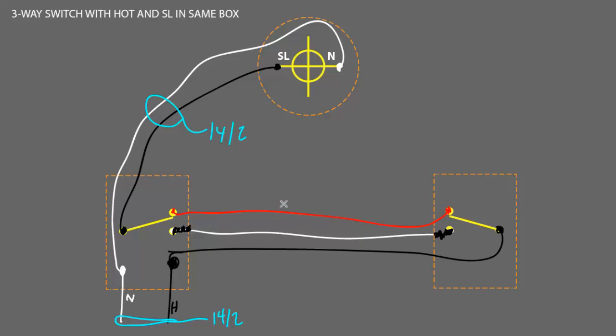So if I look in this scenario, I have a 14-3 conductor right here. So I have a 14-3 between the boxes. I have a 14-2 coming into the first switch box, and I have a 14-2 coming out of the switch box. And that's how you wire a three-way switch with a hot and a switch leg in the same box. That is very common, and that is one that you will definitely see if you're ever troubleshooting in the field.